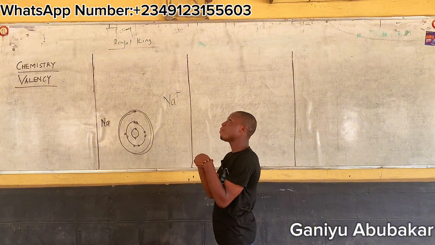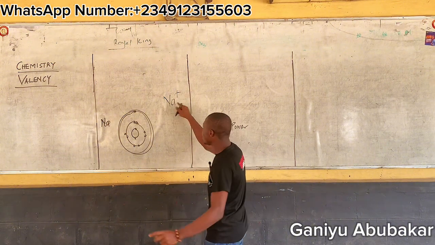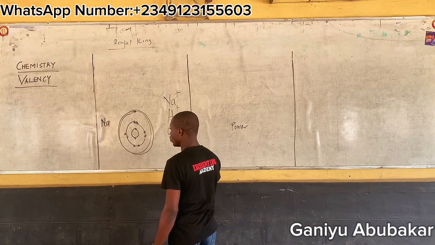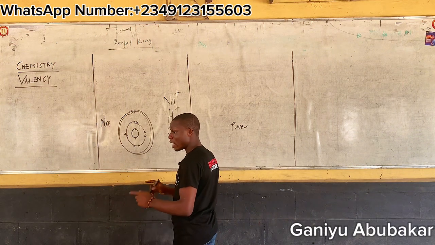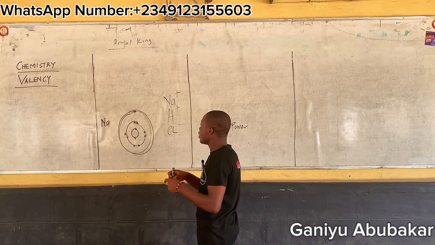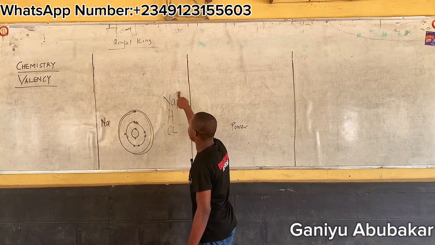The oxidation number of sodium is Na plus. You should know this stuff. Na is plus, H is plus, Cl is minus. You should know those, their oxidation numbers. We call it oxidation number. So why is sodium Na plus?